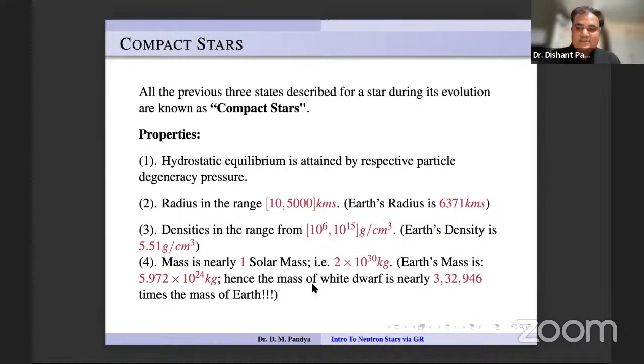Now see, this is the difference between such stars and the existing entities on Earth. Right now we are on Earth, and we basically try to understand this connection with the Earth so that we can at least visualize how dense such stars are.